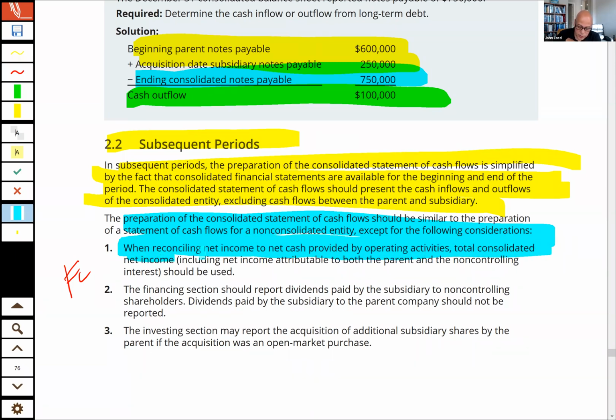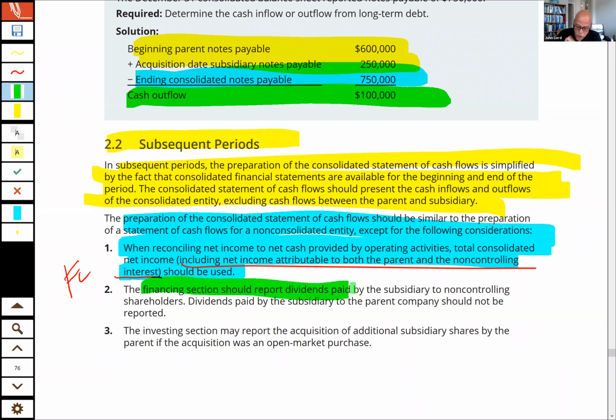When you reconcile the consolidated net income to cash provided by operations, make sure you include net income attributed to both the parent and the non-controlling interest. Pick that number up before you back out the non-controlling interest. I misspoke, it's not the bottom line; it's before you back out the non-controlling interest. That's the net income number you're using to reconcile to cash provided by operations.